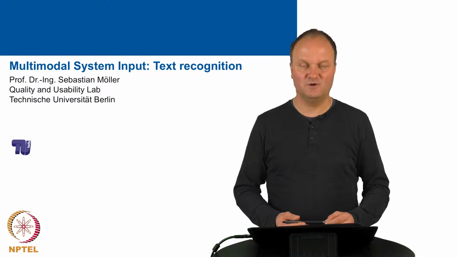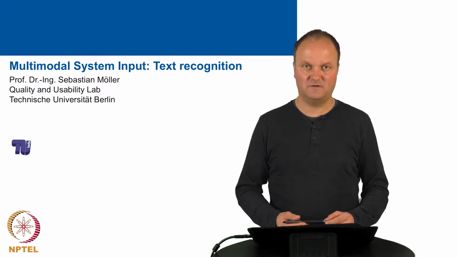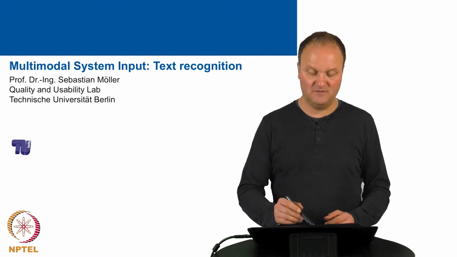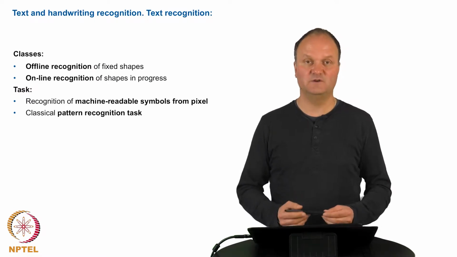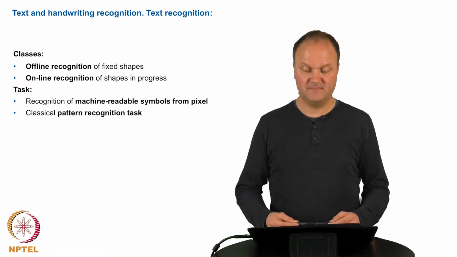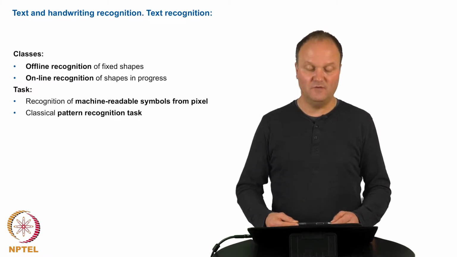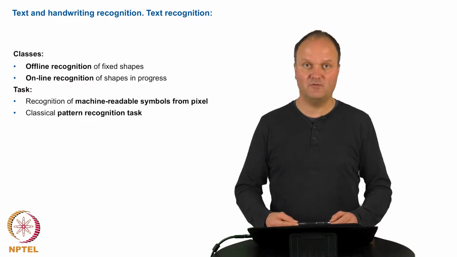The mechanisms which are used to recognize text from handwriting or from printout displays of text are very similar to the ones which are used for speech recognition. In principle, there are two fundamentally different classes of text recognition. One is called the offline recognition and the other one is called the online recognition.